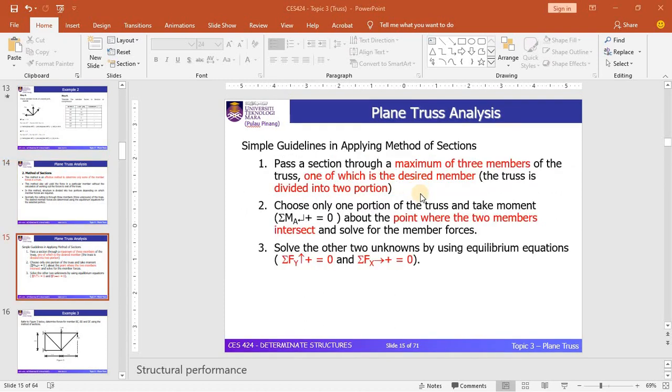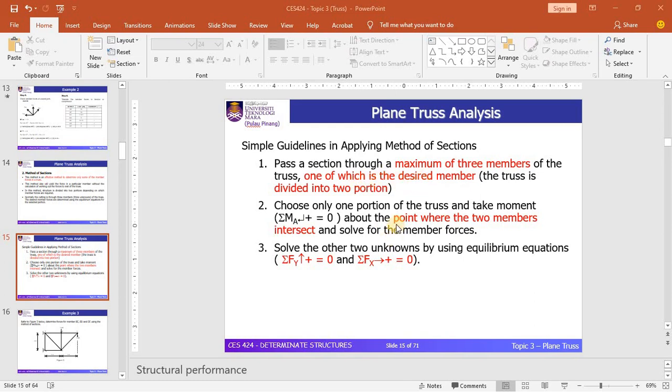Let's look at the steps, the simple guideline, the procedure of analysis for this particular method. It involves three simple steps. In the first step you need to consider a section that consists of a maximum of 3 unknown members. You need to cut those members and divide the truss into 2 portions. You draw an intersection line to divide the truss into 2 portions. The line must cross a maximum of 3 members. That's the rule for this method.